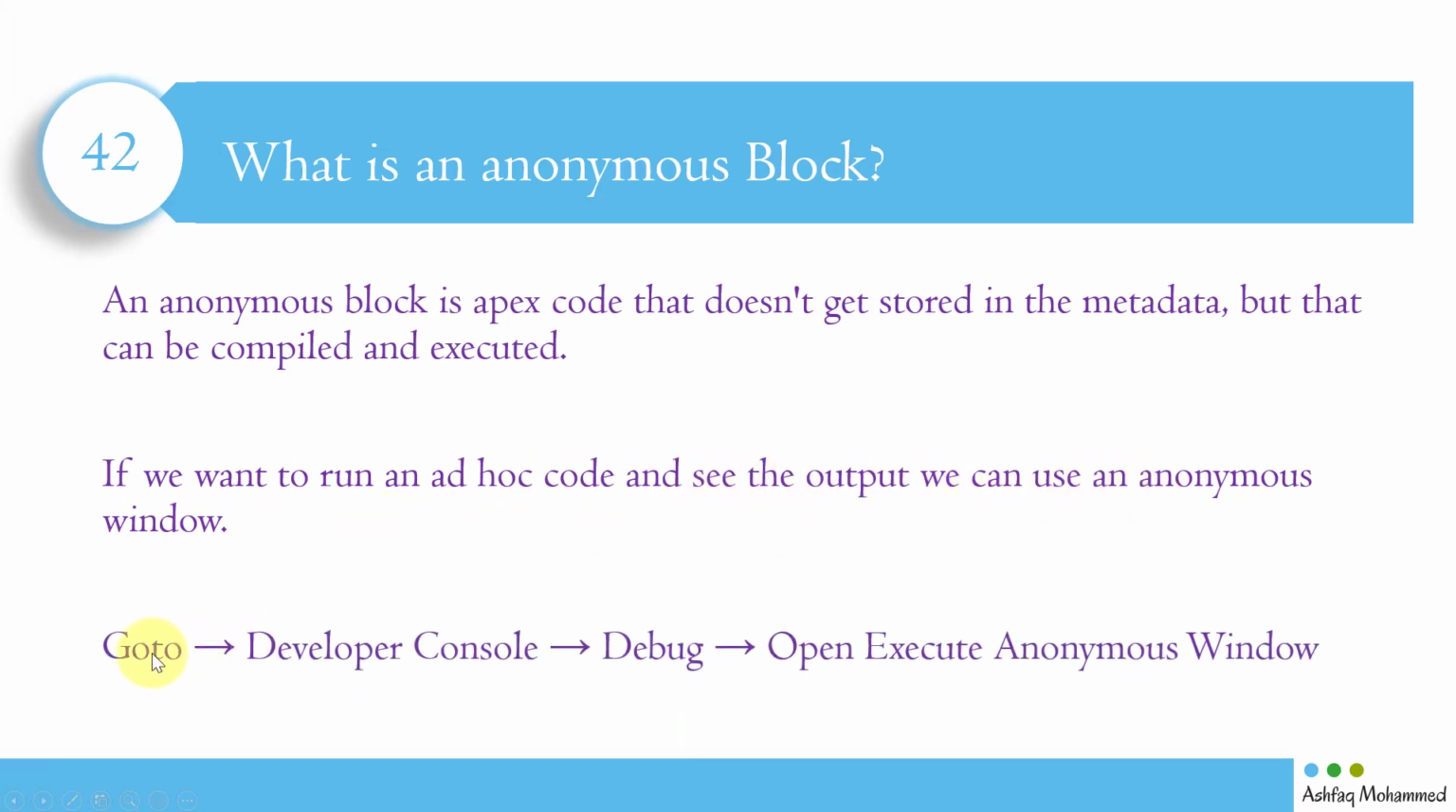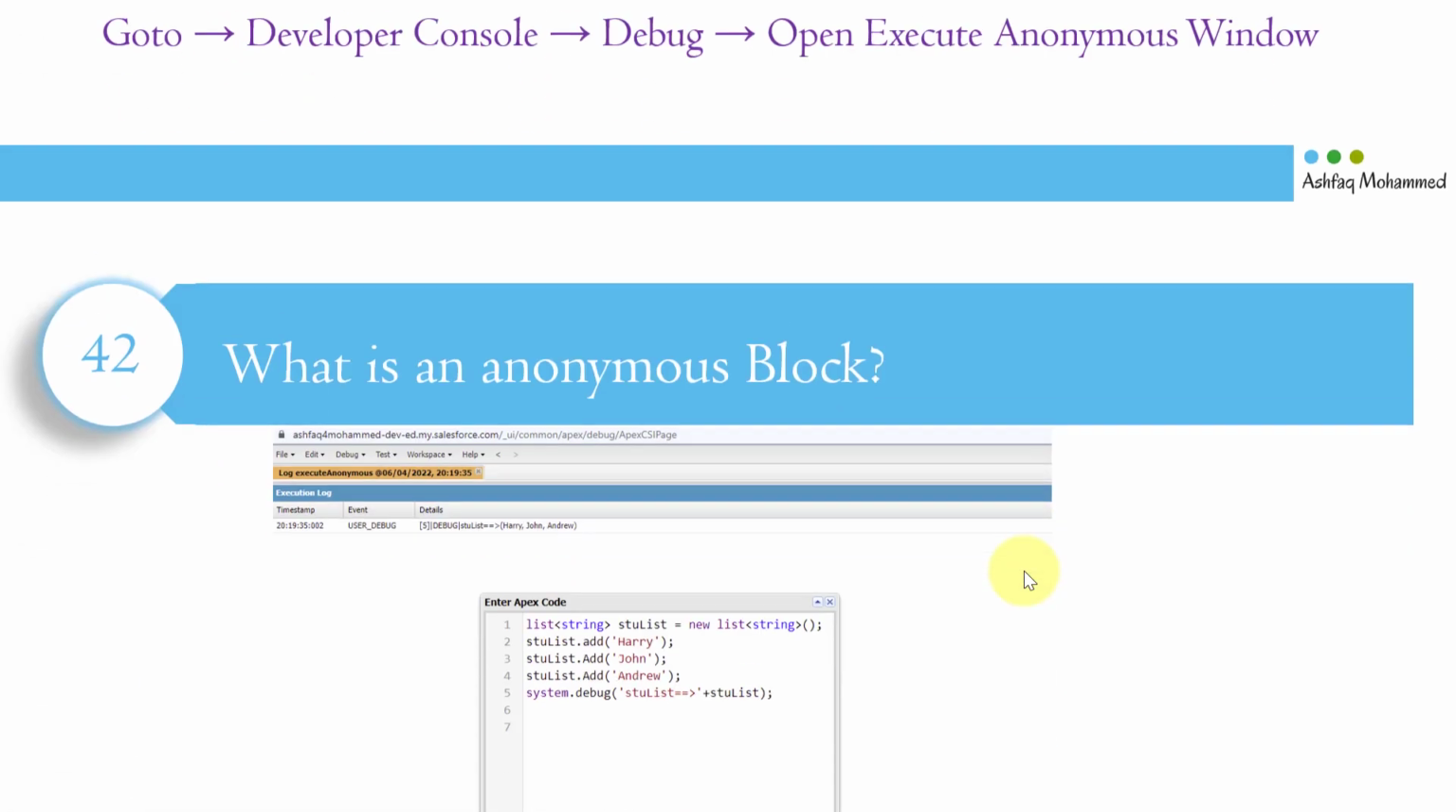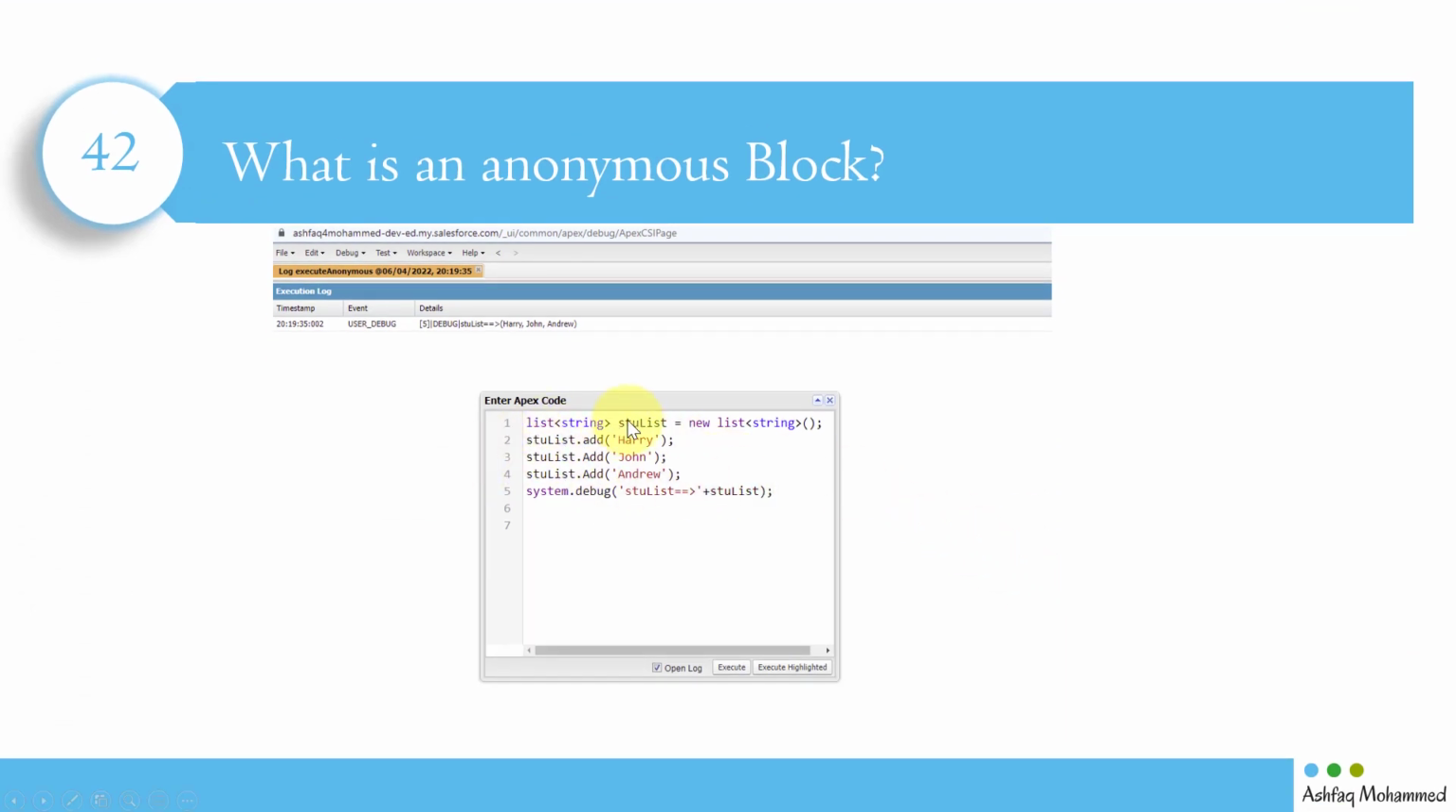Okay. So how to open the anonymous window? Go to developer console, debug, open execute anonymous window, and then you will see this window. Here I'm just writing a sample code, and I'm writing system.debug, and I'm executing, and then I'm seeing what will be the result of this. Okay, I don't want to store this code, right? But rather I just want to check the result of what is happening if I write this code. So this type of code you can write in an anonymous window. Otherwise, if you have to write and save the code in an org, then you can use classes and all those things. This is just to run some code on the fly and find the results. Okay, for that reason we can use the anonymous window.